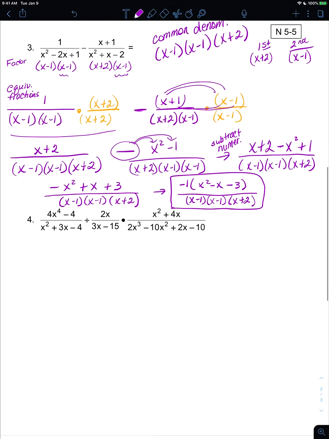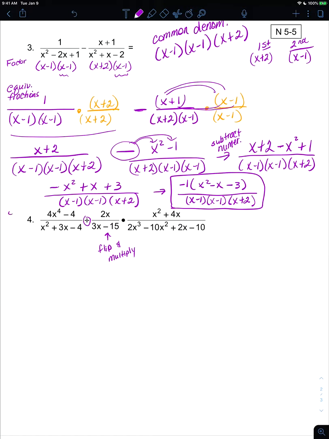On this last one, it's a division one, so we would have to flip this one and multiply it. And this is a multiplication one, so we're going to have to factor everything and then just make sure we flip that second one. So let's see what happens.